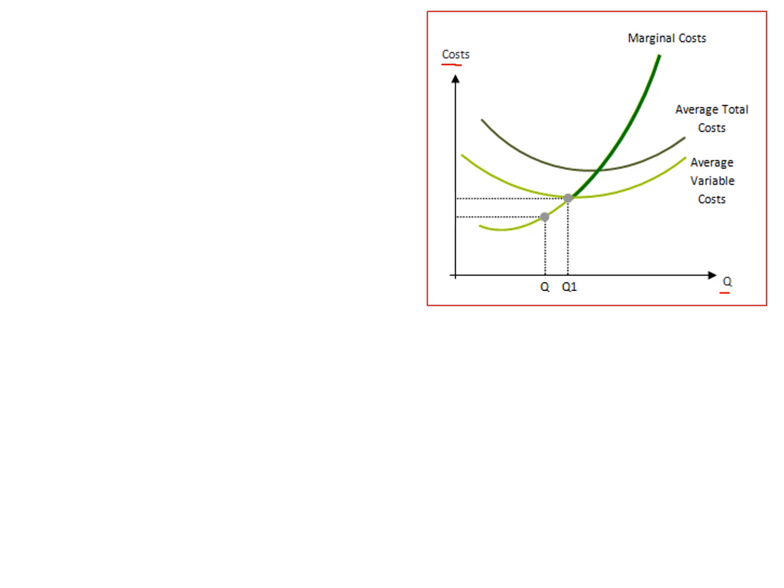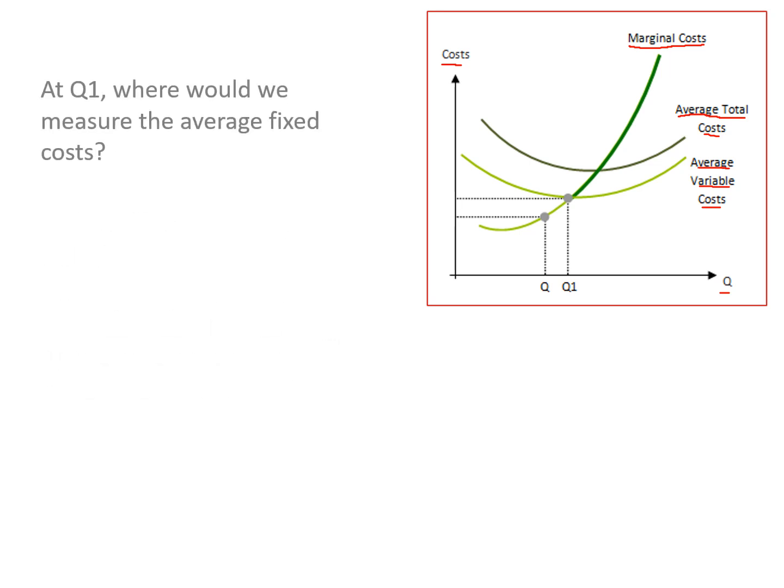So we have the average total costs, which is the total costs per unit. We have the average variable costs, which is the variable costs per unit. And then we have the marginal costs, which is the change in the total costs per unit. So the question is, where would we measure the average fixed costs at Q1?